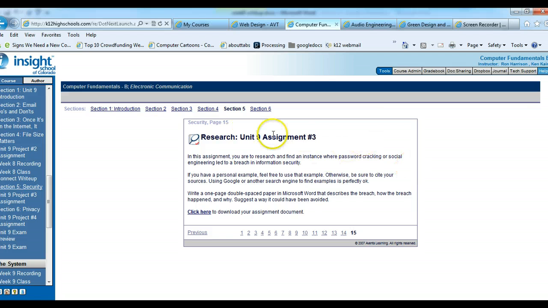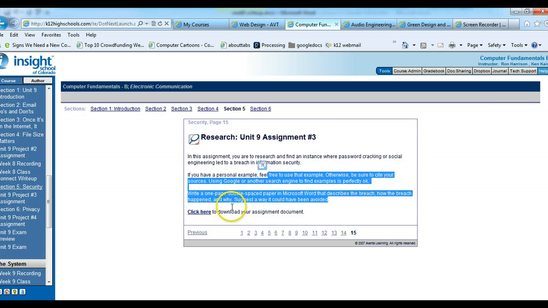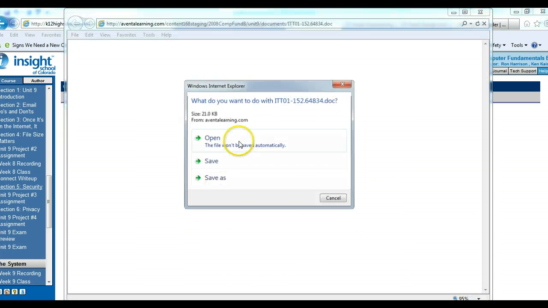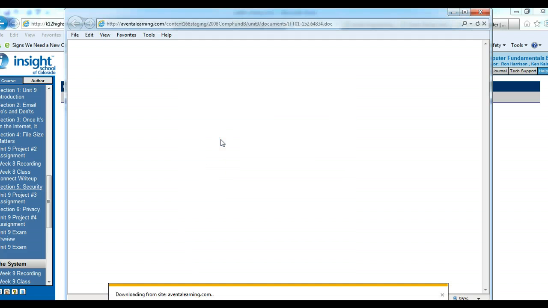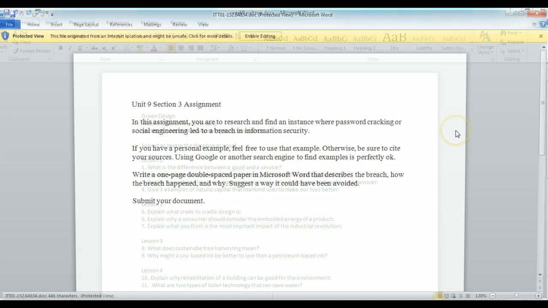So for this assignment, you're going to research and find an incident where password cracking or social engineering was a breach of information. You can use a personal example if you want to. If you're using an example that you find, make sure you cite your source. Use Google or somewhere like that. This says write a 1-page double-spaced paper. I don't require one page, but a couple of paragraphs explaining what happened. And of course, right here you can download the assignment document to see what that work is.